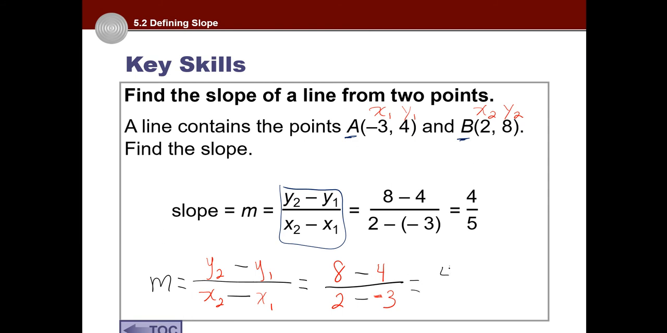8 minus 4 is 4. 2 minus negative 3, minus negative turns to a positive. 2 plus 3 is 5. So m equals 4/5. Your slope has a rise of 4 and a run of 5.